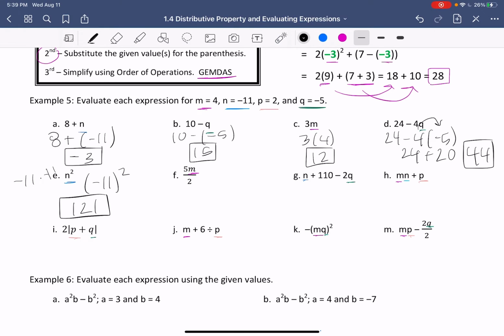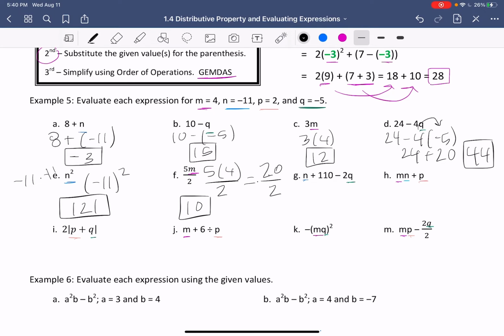All right, F, we have 5m over 2. So we're going to say 5 times 4 over 2. We're going to multiply our numerator out first. So 5 times 4 gives us 20. So we have 20 over 2. 20 divided by 2, or simplified out, either way you say it, is going to give us 10.